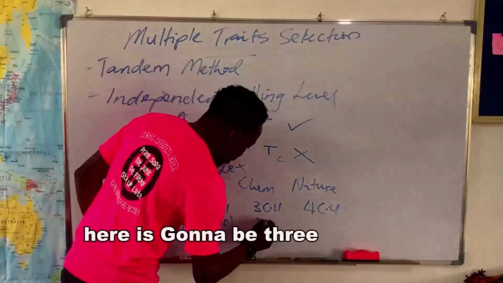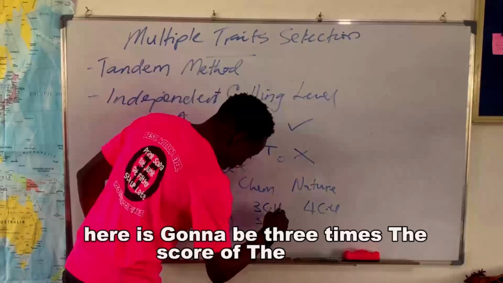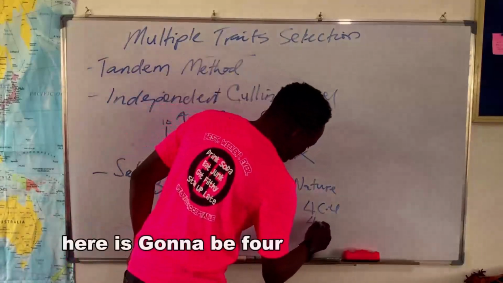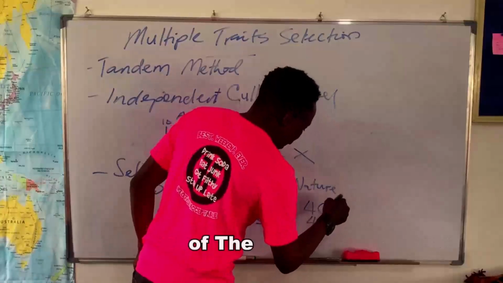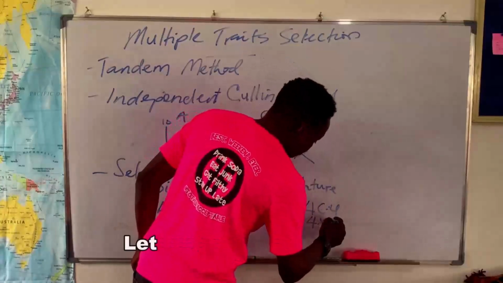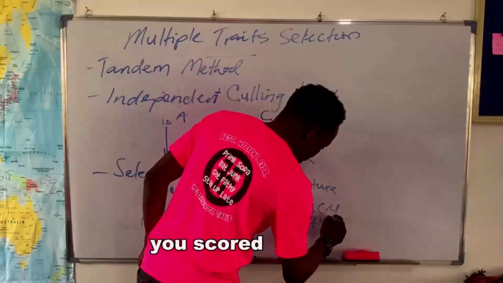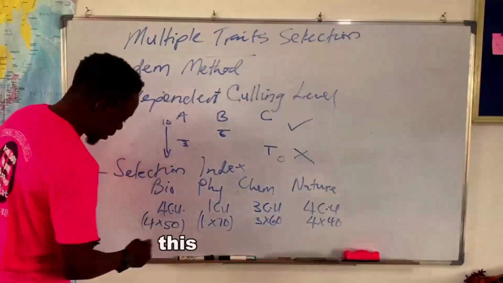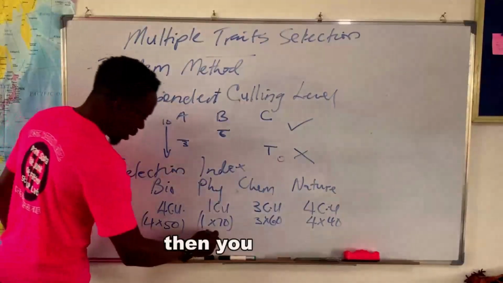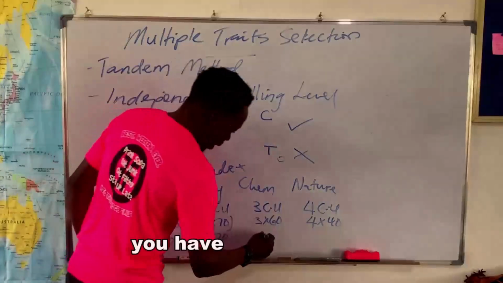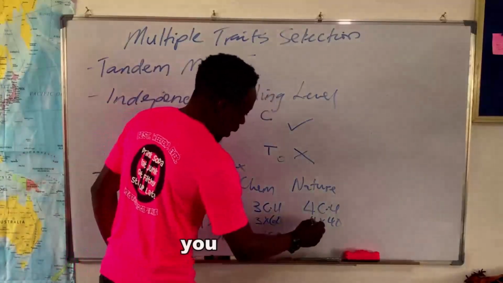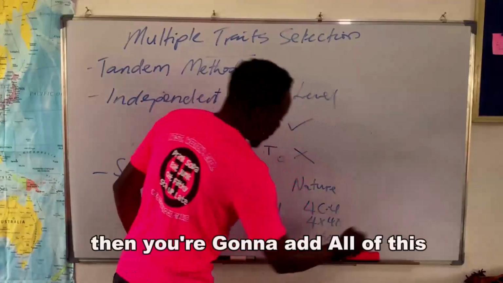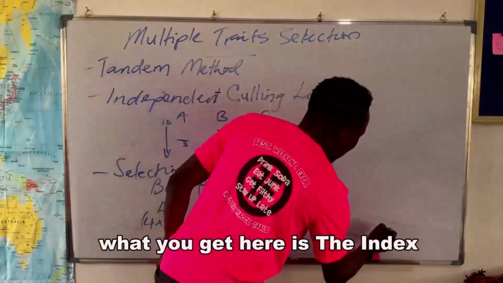Here is going to be 3 times the score of the animal. Let us say this animal scores 60. Here is going to be 4 times the score of the animal, or your score in this course. Let us say here you scored only 40. Then at the end of the day, this is 200, then you have this 70, you have this 180, you have this 160, then you are going to add all of this. What you get here is the index.